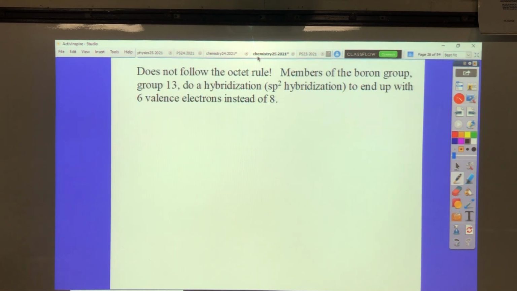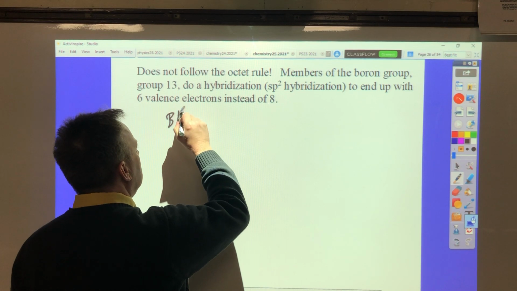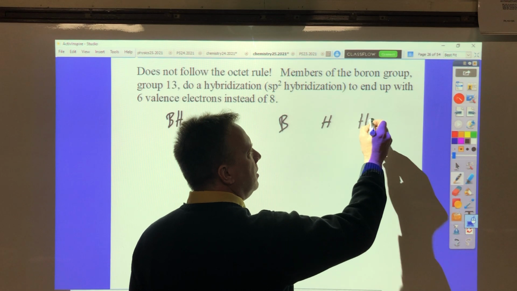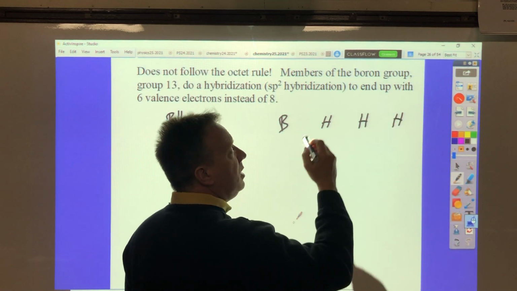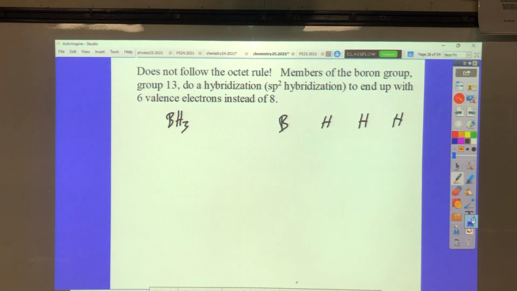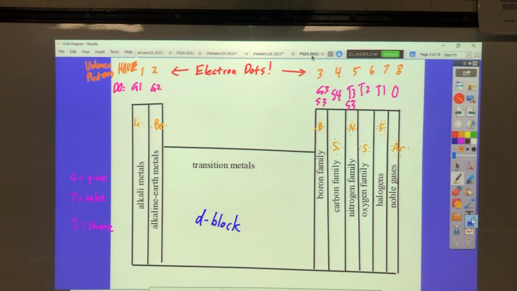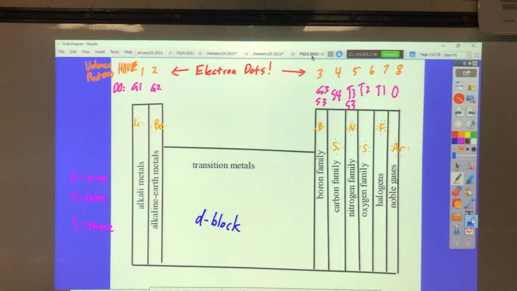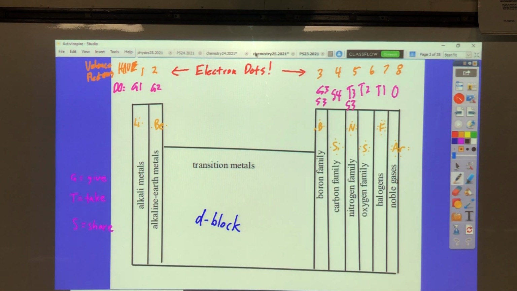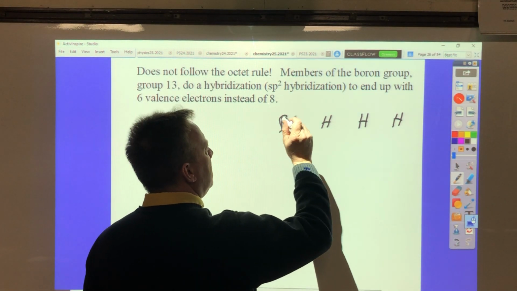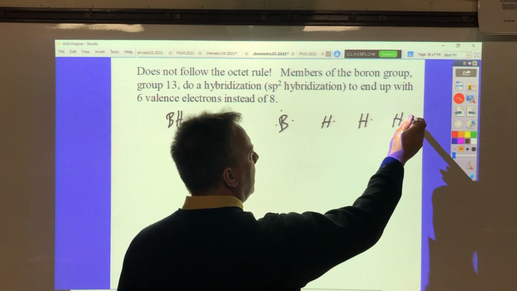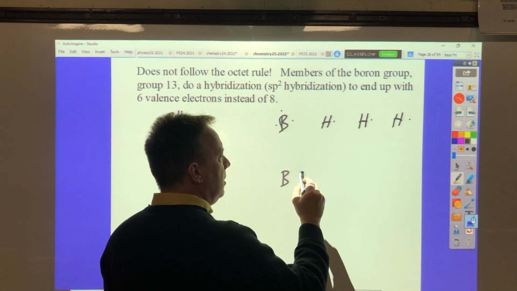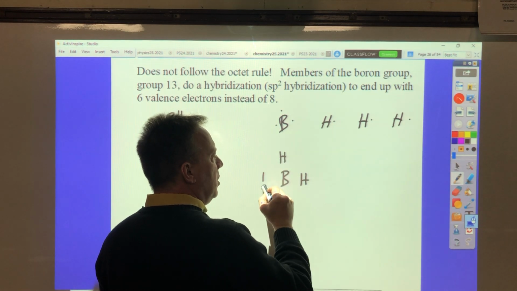Okay, so we have BH3. So I have a boron and a hydrogen and a hydrogen and a hydrogen. Boron is in the 3 family, same as aluminum. Has 1, 2, 3. There it is right there. One, two, three. Hydrogen, hydrogen, hydrogen. Pick a central atom. Let's pick boron. First of all, it's closer to carbon. Put an H, put an H, put an H.